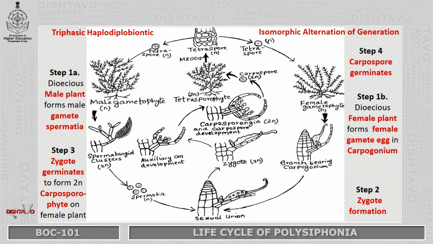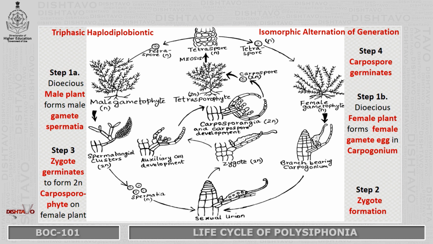The tetrasporophyte undergoes meiosis and forms the tetraspores, which are haploid. Of these haploid tetraspores, half form the male gametophyte, which is haploid and independent, and half of the tetraspores form the female gametophyte, which is haploid and independent. Here the life cycle ends.